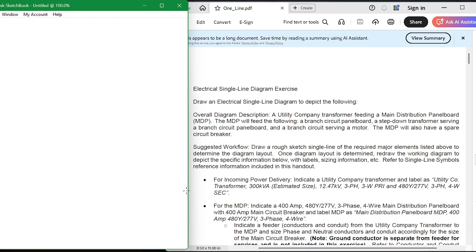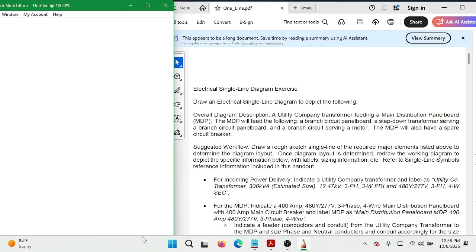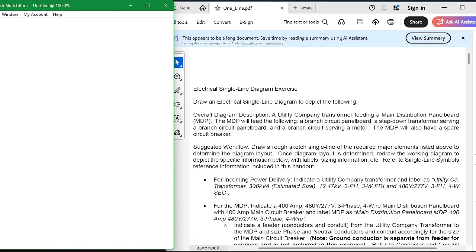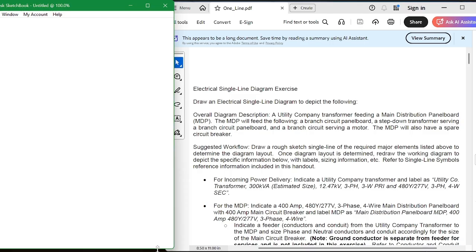I'm not an expert on this, and I've not worked through all the parts and pieces of this, so you're going to have to bear with me just a little bit. But we're going to go through it, and I do have an answer key, so we can check that out as well. So anyway, this is a one-line drawing.